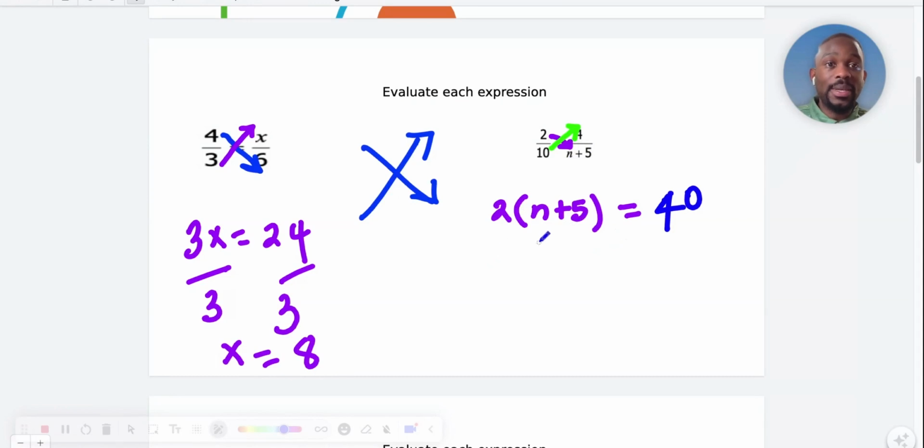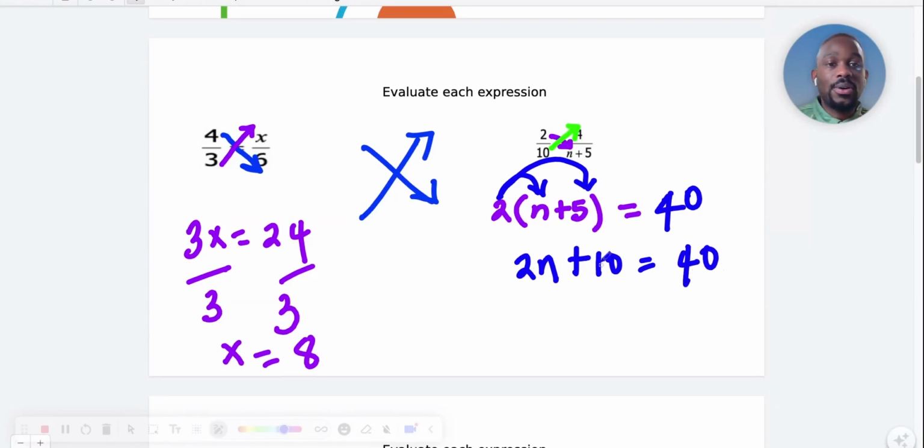So the next step is, remember, cross multiply, distribute. So the next step is distributing. We're going to multiply 2 with n. We're going to multiply 2 with positive 5. So 2 times n, we're going to get 2n plus 2 times 5, we're going to get 10 being equal to 40. Right? So we want to undo the 10, so it's plus 10.